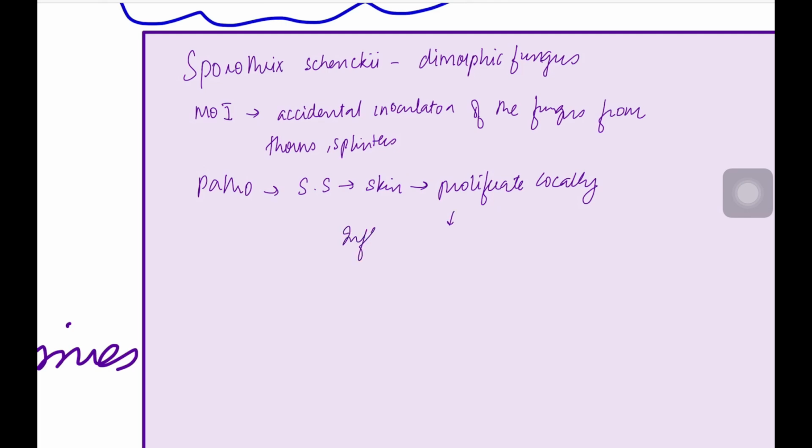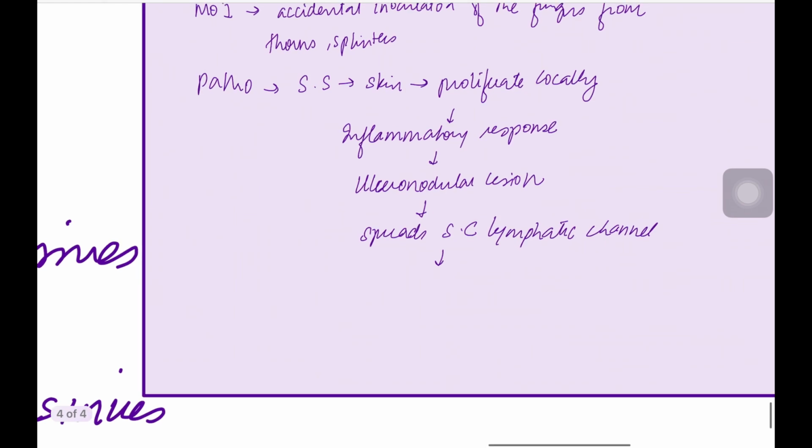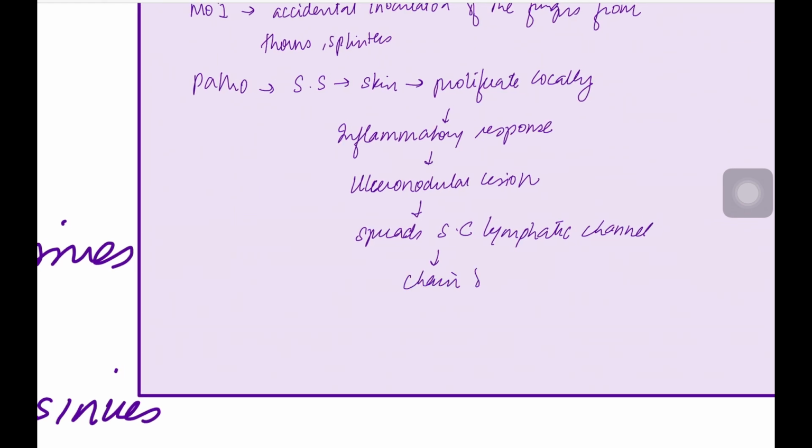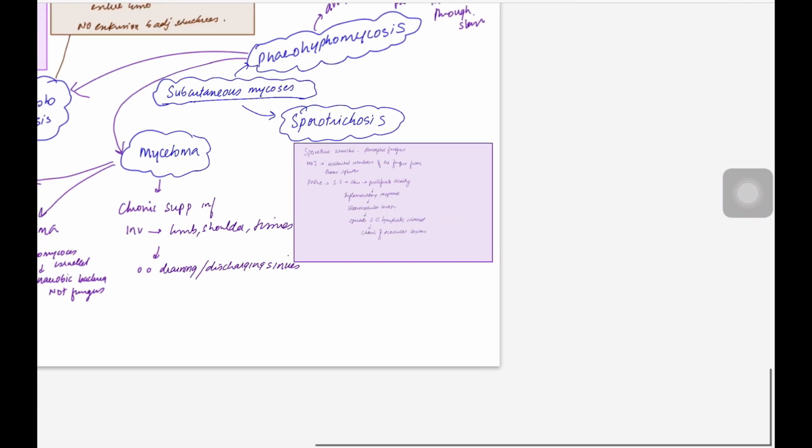In the pathogenesis, by inoculation of this fungus, it enters the skin and proliferates locally. That will result in an inflammatory response at that site, and it will produce an ulceronodular lesion. It spreads usually along the subcutaneous lymphatic channels and results in a chain of similar nodular lesions. Extracutaneous disease, with joint and bone involvement, is usually less common.